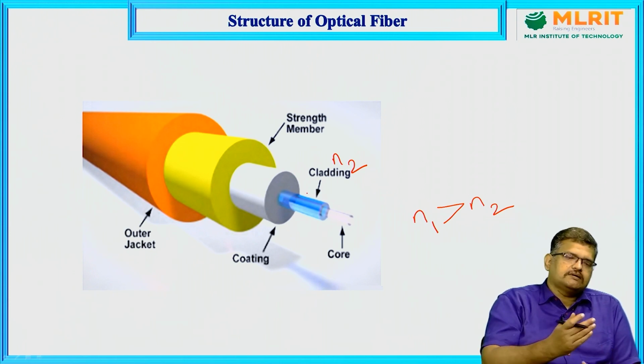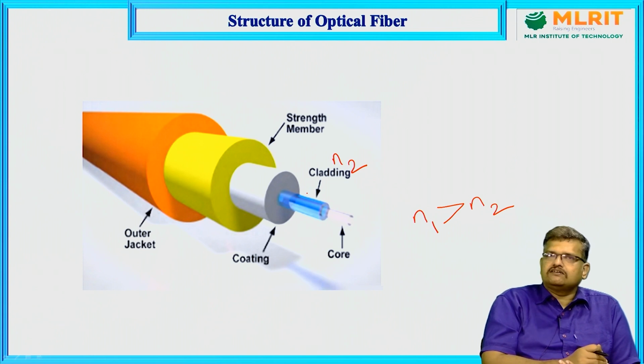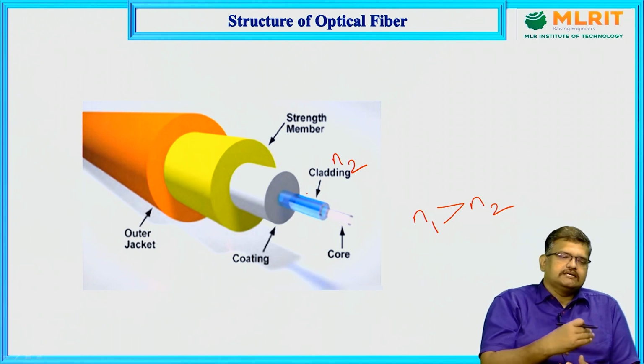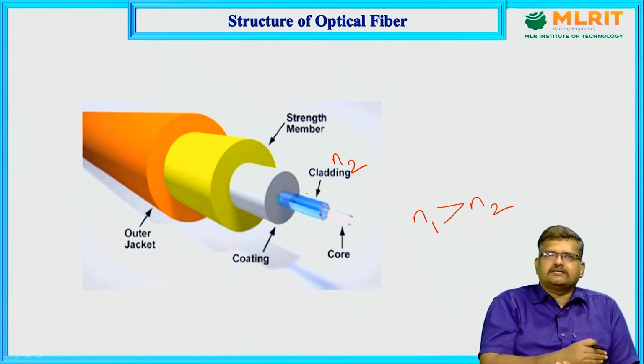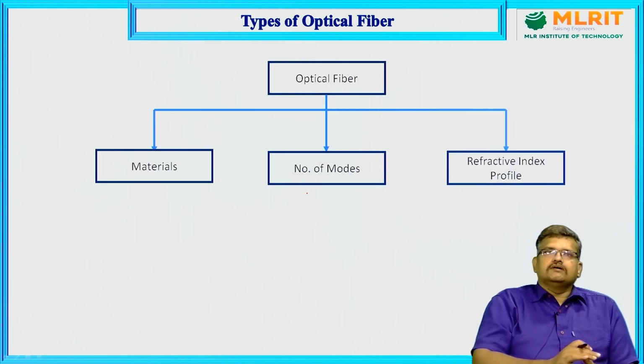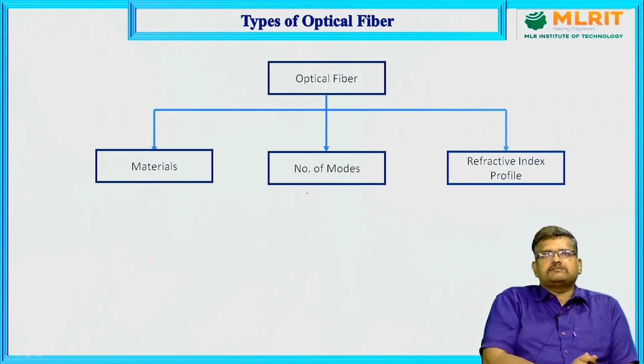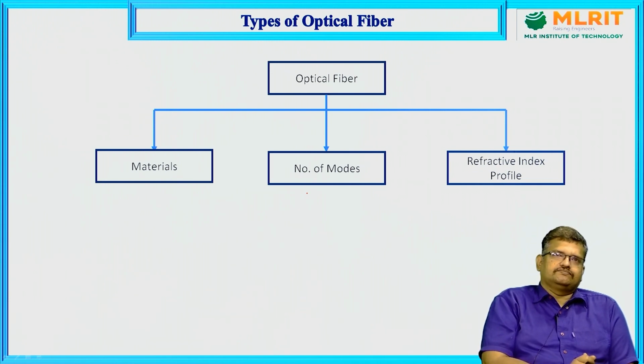After that, there is some color coding, that is the outer jacket. It may be single mode fiber or multi-mode fiber, and there is color coding. From the color itself we can identify whether the fiber is single mode or multi-mode. Fine. Now, let us see the types of optical fiber.